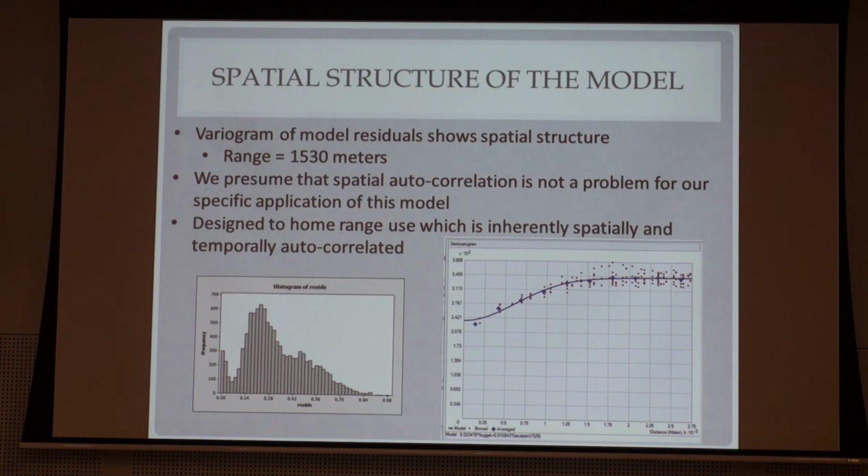We do see some spatial structure in the model with a range of about 1,500 meters, which is much closer together than what we would expect our monkey points to be limited to. So while we see that this model is spatially autocorrelated, we do think that this doesn't have a whole lot of impact on the functionality of the model, for the simple fact that we are attempting to measure or model a spatially autocorrelated phenomenon, which is animal home ranges. So the points that we're observing are naturally going to be correlated with space and time.